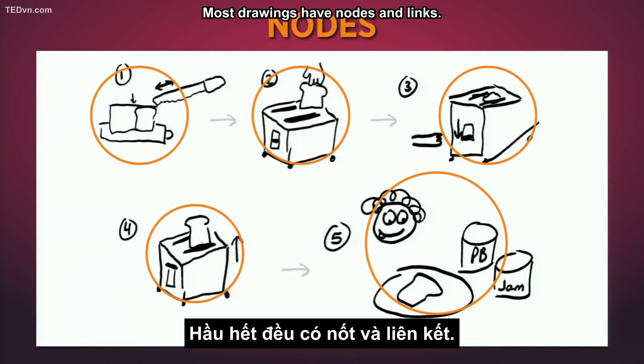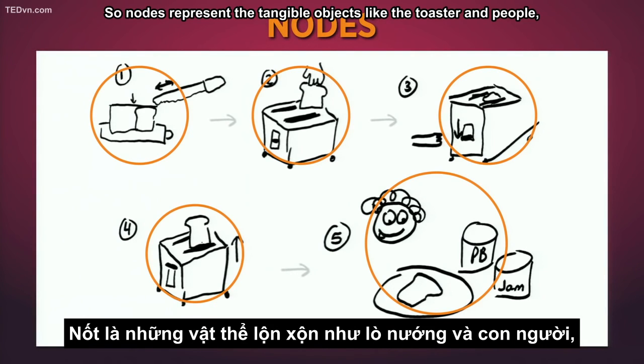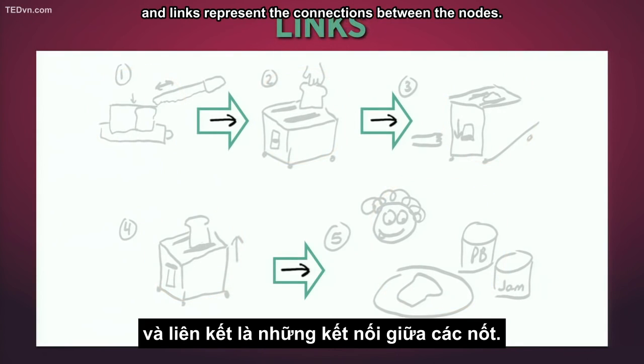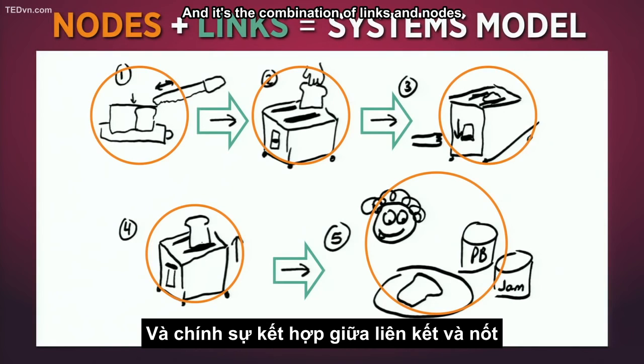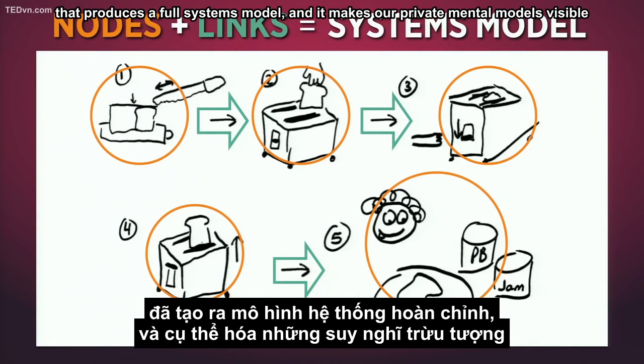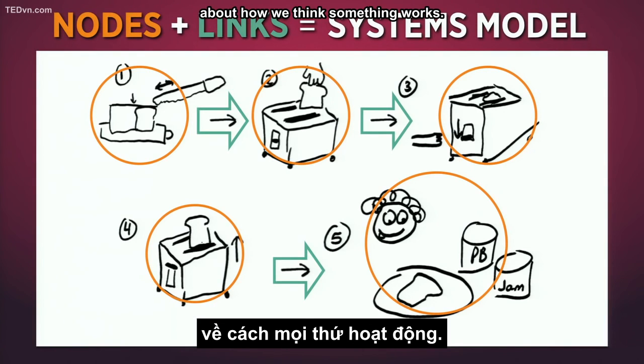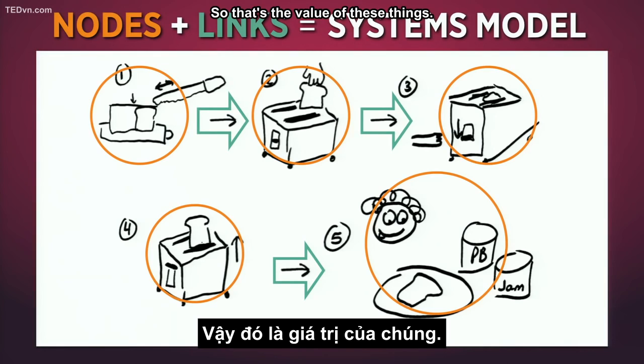So most drawings have nodes and links. So nodes represent the tangible objects like the toaster and people, and links represent the connections between the nodes. And it's the combination of links and nodes that produces a full systems model. It makes our private mental models visible about how we think something works. So that's the value of these things.